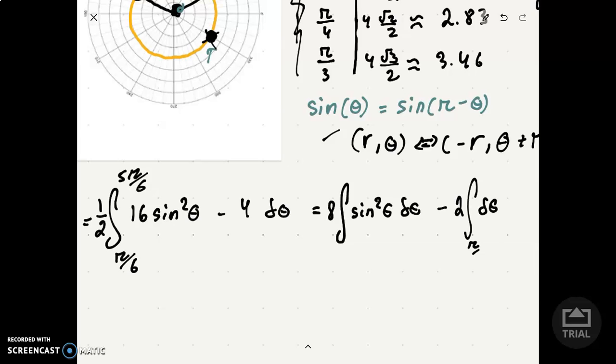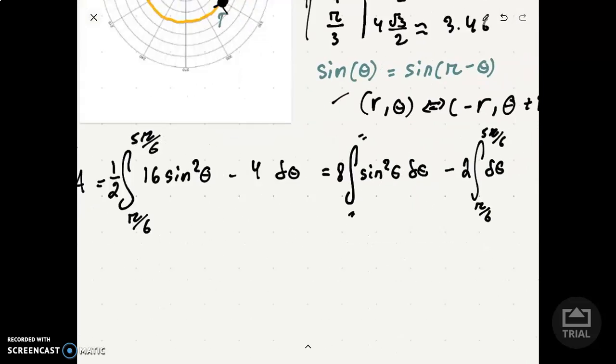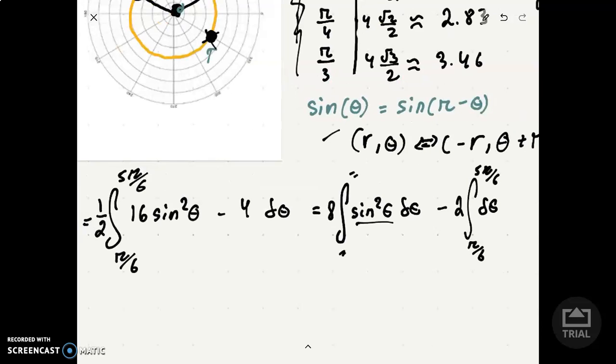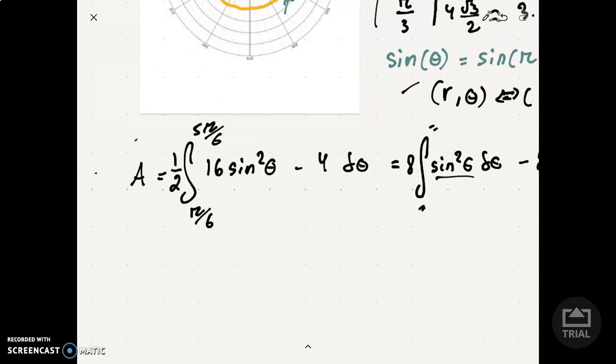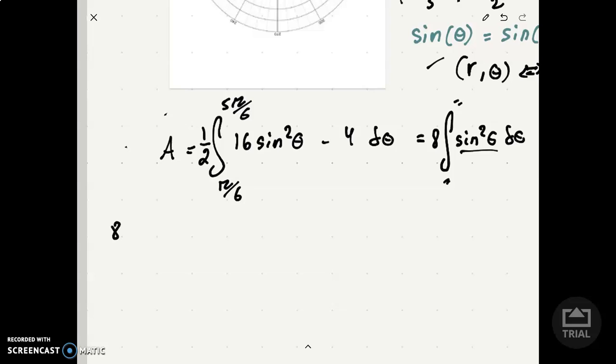So I'd get 8 sine squared theta d theta minus 2 d theta, and this is pi over 6 to 5 pi over 6, and this is the same. Okay, now for this first integral, we have to use an identity, because there's no cosine, so we can't really do a u substitution. But the second one is really straightforward, so I'm going to go ahead and continue on.